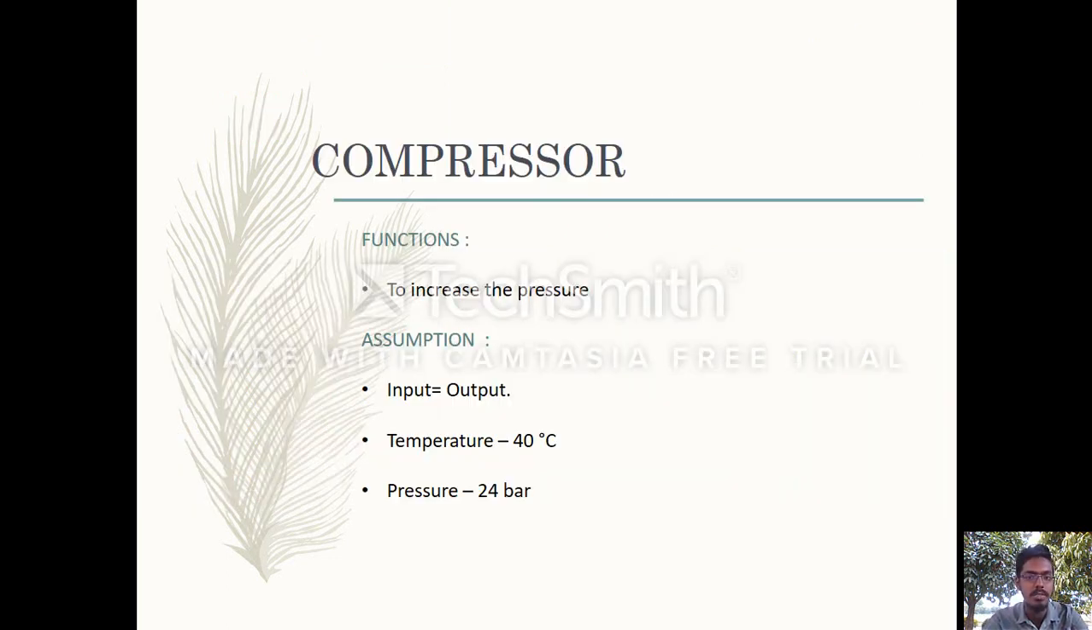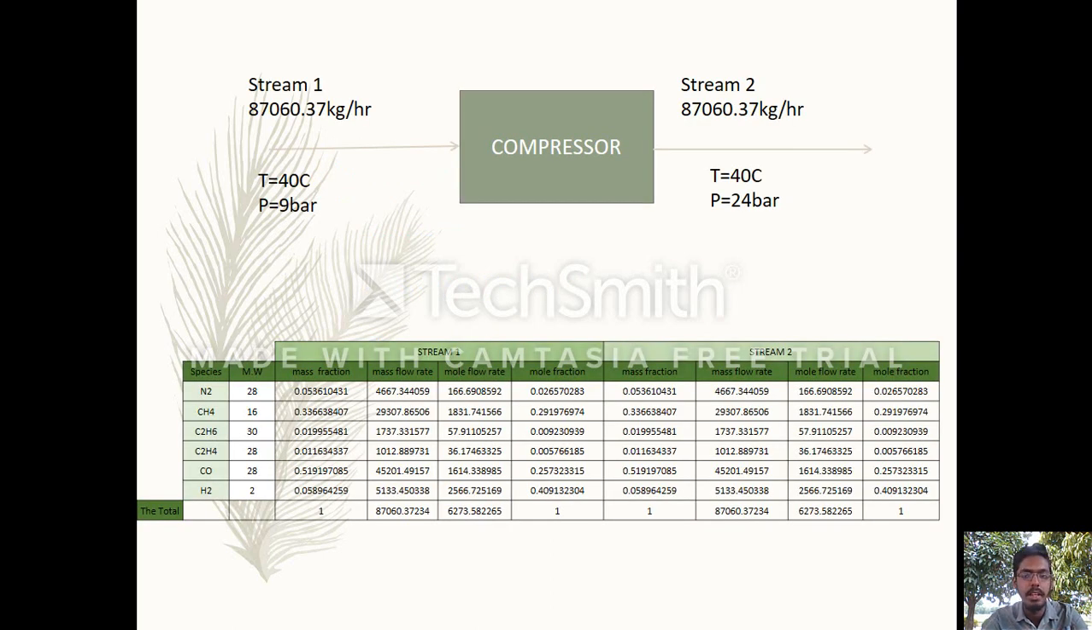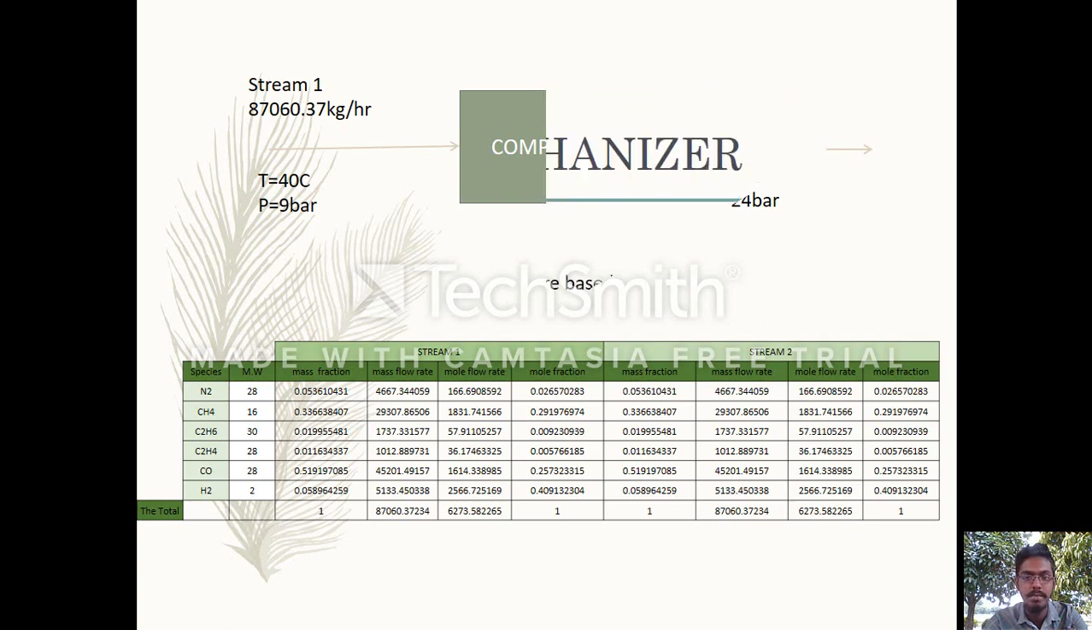So next is the compressor. The function of the compressor is to increase the pressure. The assumption is input equals output. The temperature of the compressor is 40 degrees Celsius and the pressure is 24 bar. So in the block flow diagram of the compressor, the stream input equals output. Stream 1 is 87,060.37 kilogram per hour for input, and output is 87,060.37. So it's the same. Input equals output, but the difference is the pressure, which is 9 bars for the input and 24 bars for the output. Okay, thank you.